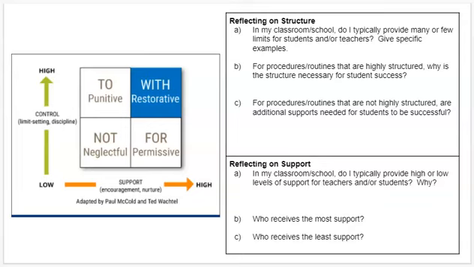Now that you've done the top part and reflected on the structures, that's the left side, the green side, the "to" side and the "not" side. Now we're going to look at the supports. The supports are across the bottom, the "not" again, and then the permissive, doing it for them. In your classroom, think about what you're doing. Do you typically provide high or low levels of support for teachers and or students? Whether it's the classroom or your system, I'm going to tell you right now, I did a lot of permissive.